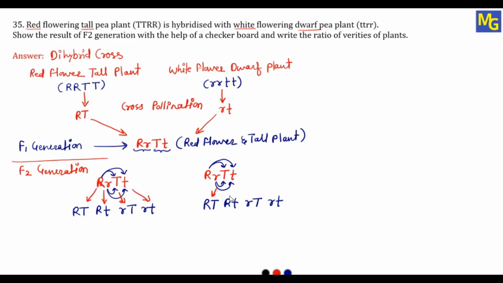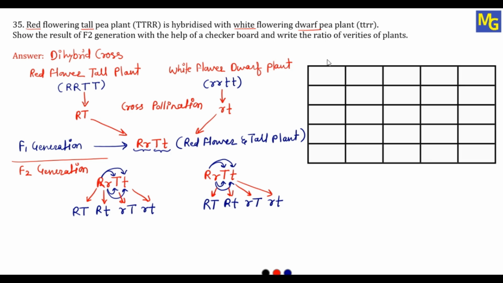Now we have to cross this, and if you cross it with the help of lines like this, as earlier, it will be too confusing. So for this we will use a checkerboard. Let me draw the checkerboard here on the other side. We are going to do the F2 generation in this, so I'll write it here, F2 generation, by checkerboard. Now write down the genes.